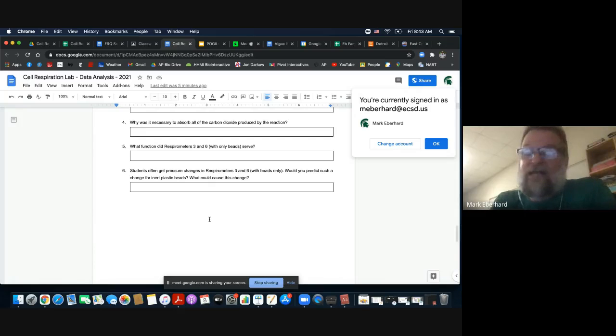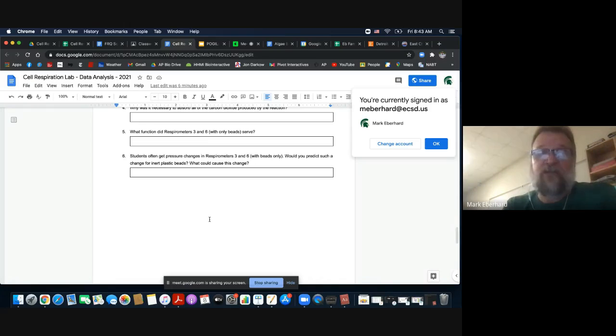So no, their plastic beads should not have caused the change. They can't respire. It was simply a change in the room or the pressure in the room. Somebody opening up a door. If it was a day we had doors and windows opened, things of that sort can change the pressure.